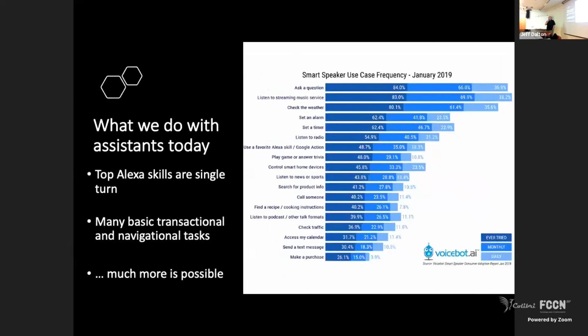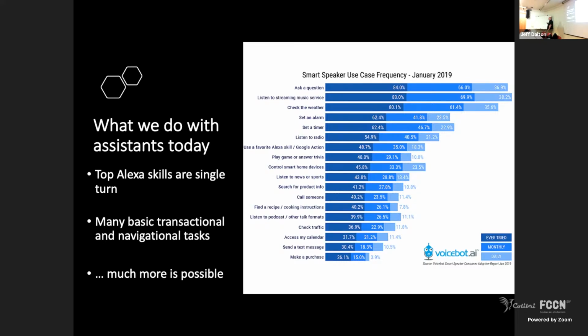So this is what you probably do with your smart speaker, if you have one at home, with Alexa skills: you ask it a question. So great, we have conversational question answering, but probably only in a single turn, maybe with some very simple questions.